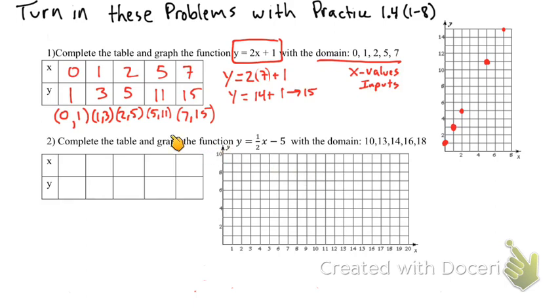I want you to do number 2. Go ahead and finish number 2. And then I'll give you about 5 minutes to finish number 2. And then I'm going to give you the access code, and we're done for the day.